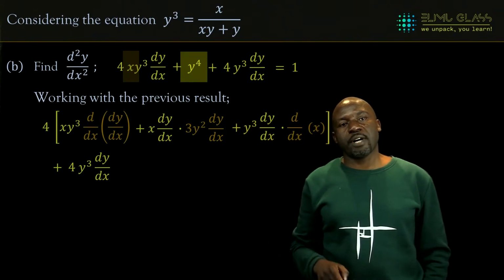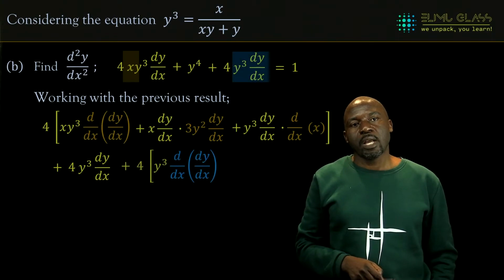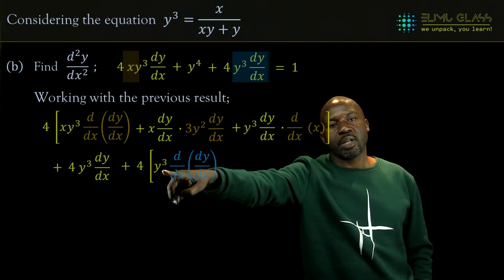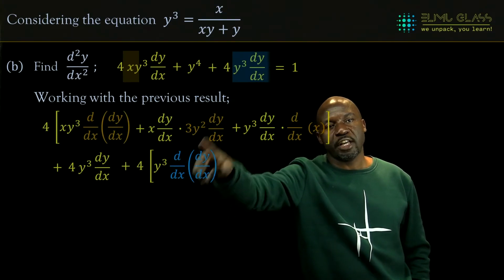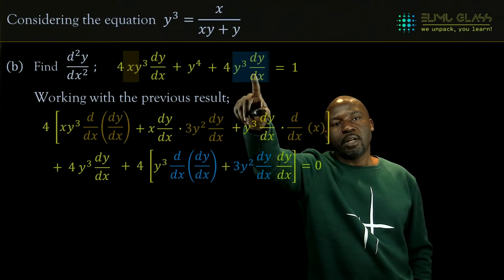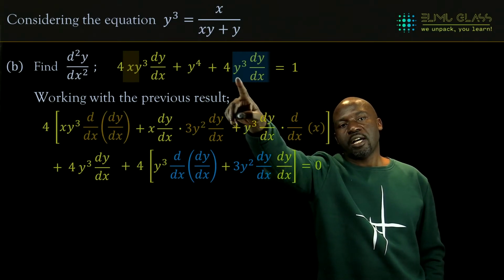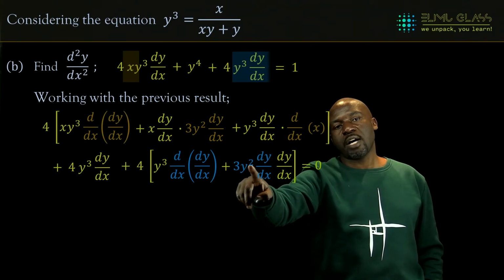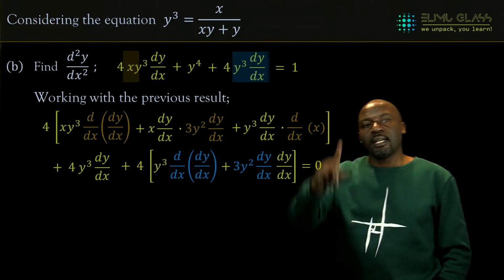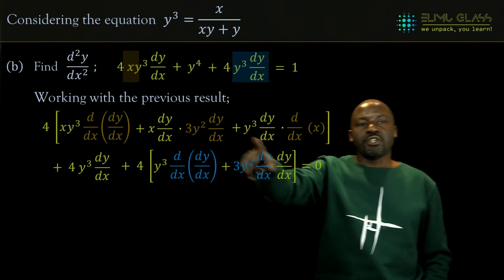And now we move to the next part. Keep the 4 out of the bracket, and differentiate this, keeping y cubed constant. So we keep y cubed constant and differentiate dy by dx. And then we say plus, now we keep dy by dx constant there, and we differentiate y cubed, which is going to give me 3y squared dy by dx, like that. All right, and that becomes 0 because the derivative of 1 there equals 0. Now we just need to simplify this.